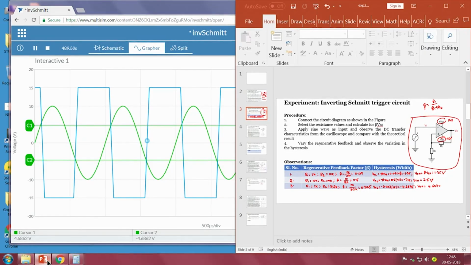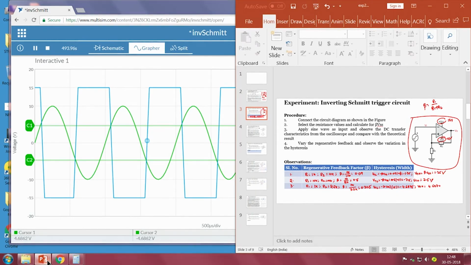So, the output will become higher only when the input signal is lower than the lower threshold value, whereas when the input signal is greater than 7.5, it will become minus VCC. When the input is lower than minus 7.5, it will become plus VCC, and that is what we have also seen in our simulation too.